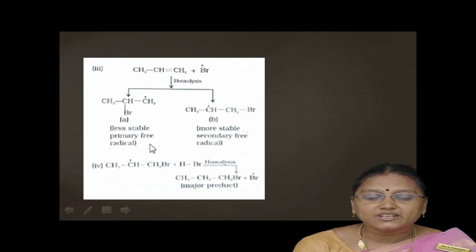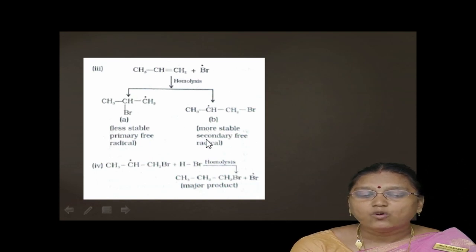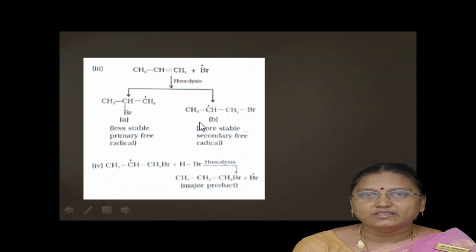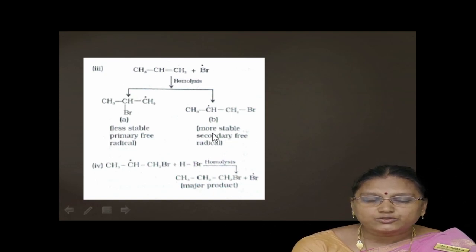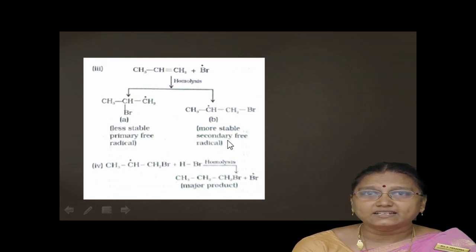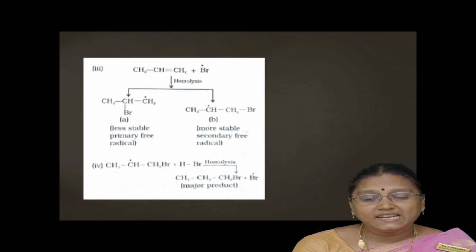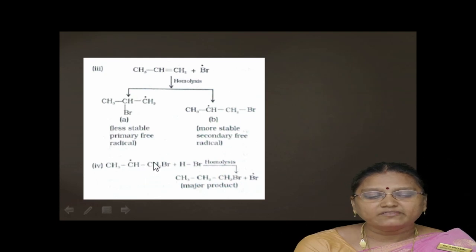One is the less stable primary free radical, another one is the more stable secondary free radical. These two possibilities are there here. Among these two, this more stable secondary free radical leads to the major product here. So this is the more stable secondary free radical. That is, carbon with the one odd electron is said to be a free radical.